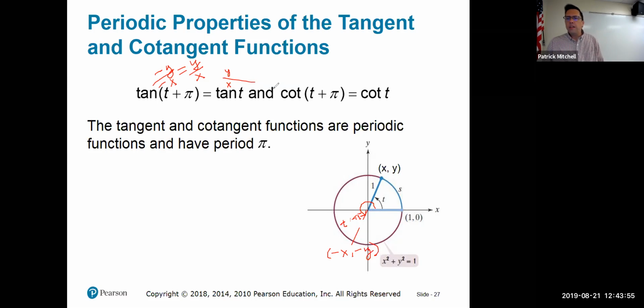Okay, the same exact kind of thing works for cotangent. The only difference is that cotangent is x divided by y. Okay, so the tangent and the cotangent both have period pi.